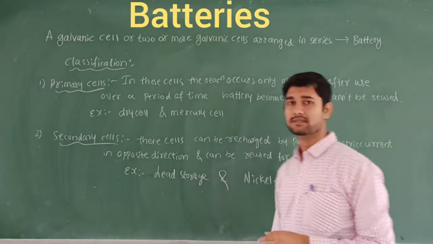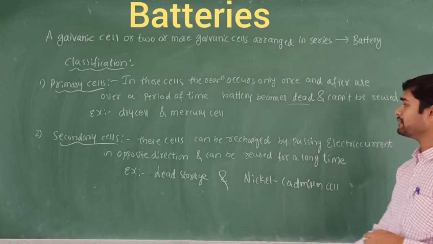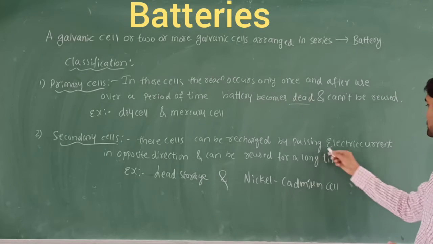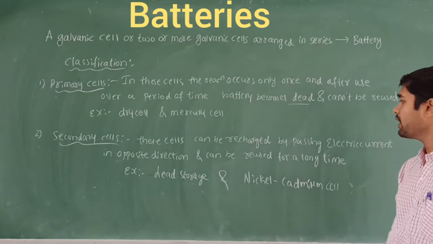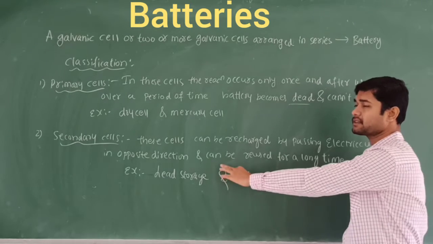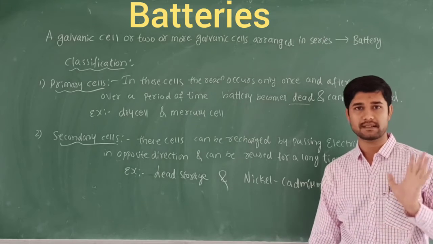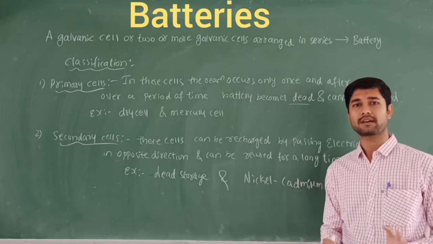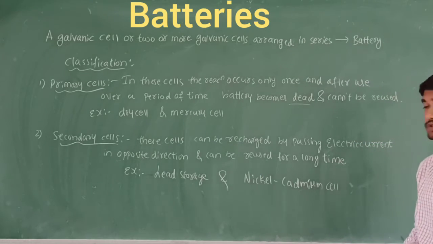What about the secondary cells? It is just the opposite. The cells can be recharged several times by passing the electric current in the opposite direction and can be reused for a long time. The best example for secondary cells is your mobile battery, which you use so many times. Examples are the lead storage and nickel cadmium cells.